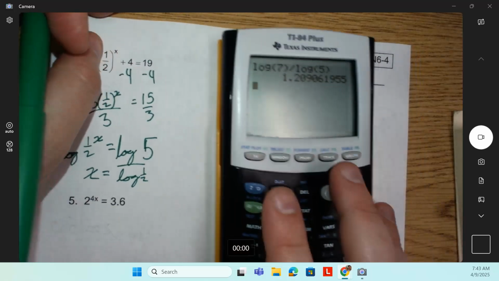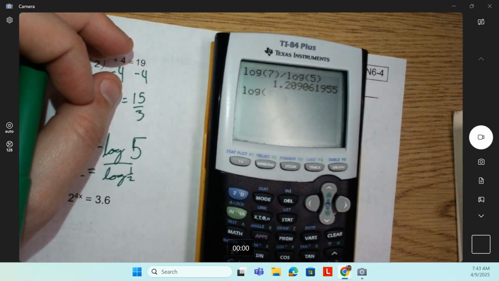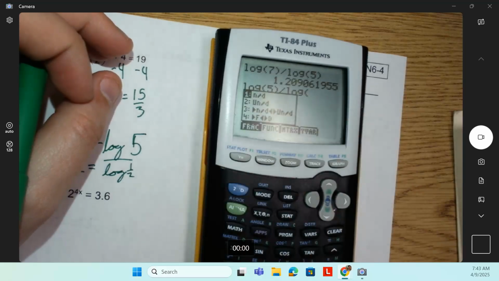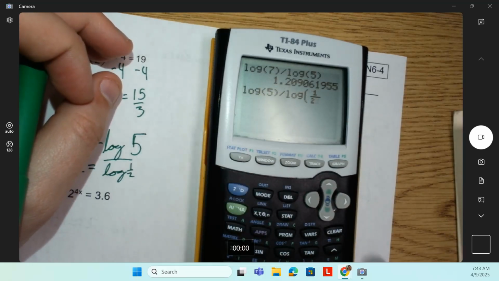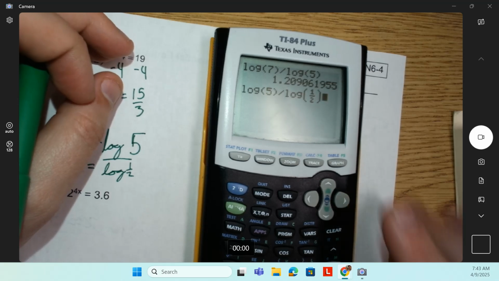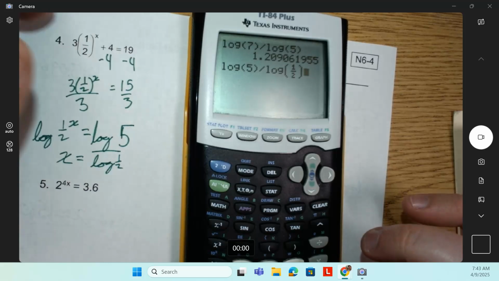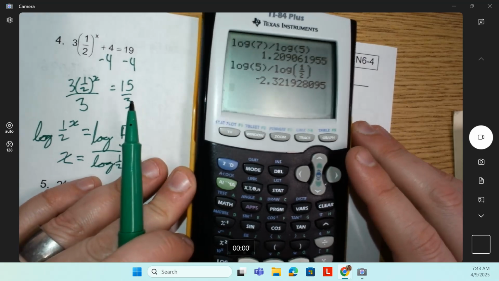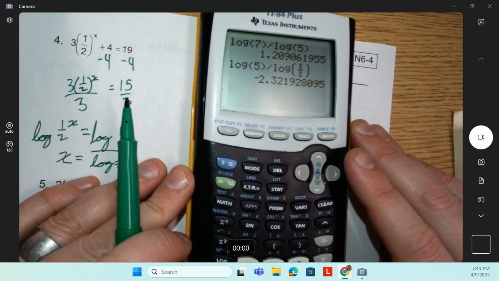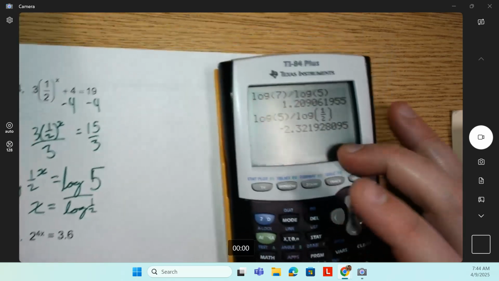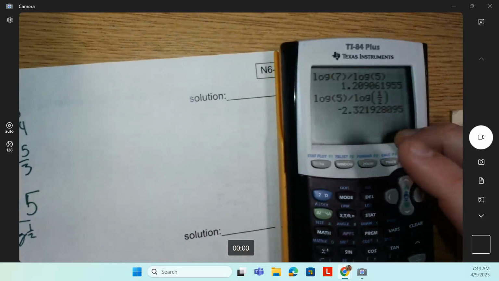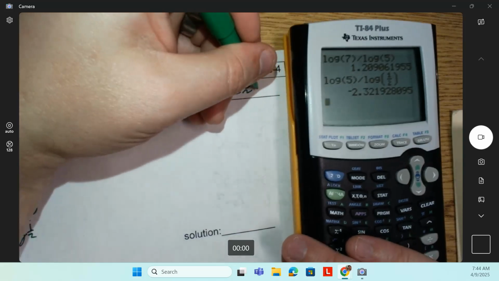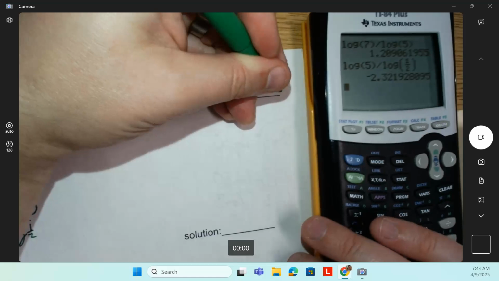And we'll put it in just like that. Log 5 divided by log 1/2. You could put it as 0.5, works perfectly fine. But you can also put a fraction in there and you're good to go. And you notice we can get a negative number. A negative number just means that if I raise that 1/2 to the negative 2.32 power, it's going to turn it into a whole number and get it up to 5. So x is about equal to negative 2.322.